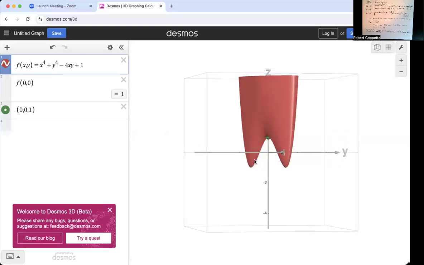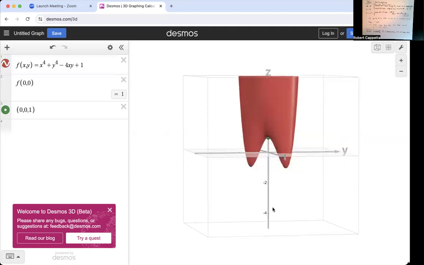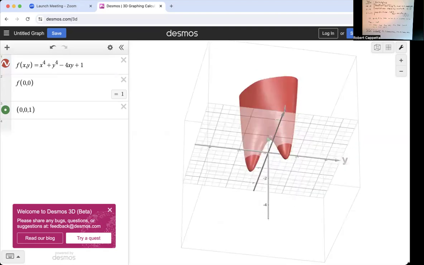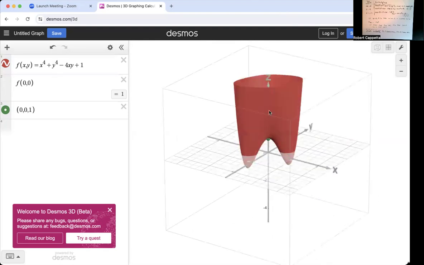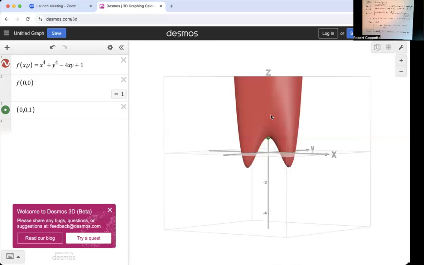Notice from this perspective, it appears to be a maximum. Whoops, that's spinning more than I want it to be. So coming up this way, it has appeared to be a maximum. And from the other way, it appears to be a minimum. Coming at it from this way, it appears to be a minimum. So a maximum from this perspective, a minimum coming down from the other perspective at the point 0, 0, 1.